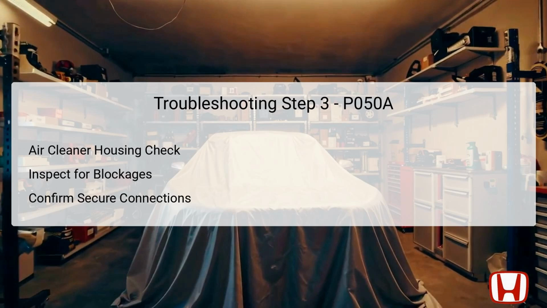Make sure that all connections to and from the air cleaner housing are secure, as loose or damaged components can lead to incorrect air measurements by the PCM. If issues are identified, replacement may be necessary. If the housing is in good condition, move on to the next troubleshooting step.